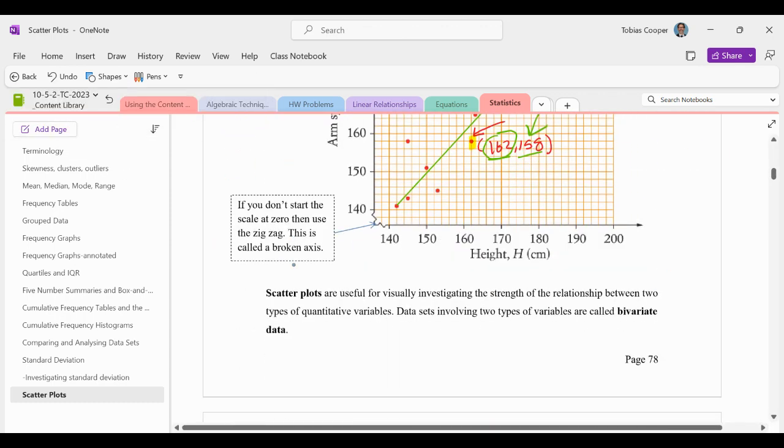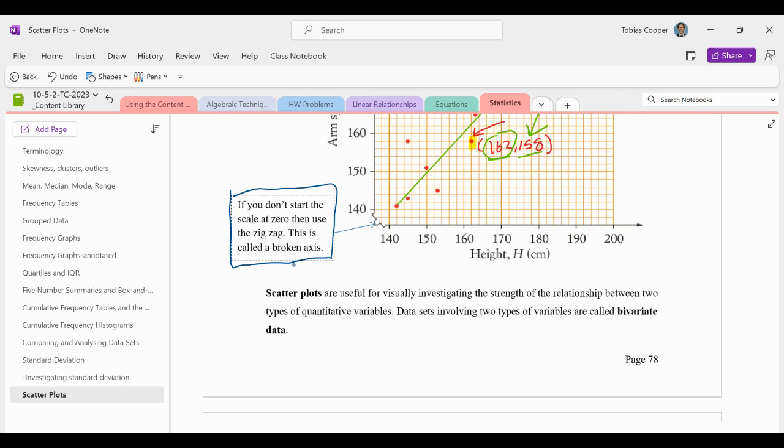Another thing you should notice, just from this text box, it says if you don't start the scale at 0, then you can use a zigzag. You can see here we started at 140, and that's why we've started with the zigzag, to show that the scale is not starting at 0. We're starting at 140 instead. Now, what are scatter plots useful for? They're useful for visualizing and investigating the strength of the relationship between two quantitative variables. Quantitative just means quantity. Variables are like the height and the arm span.